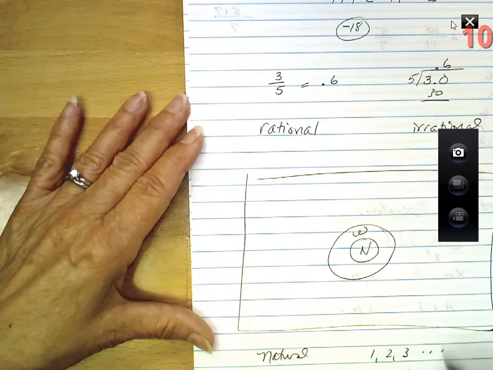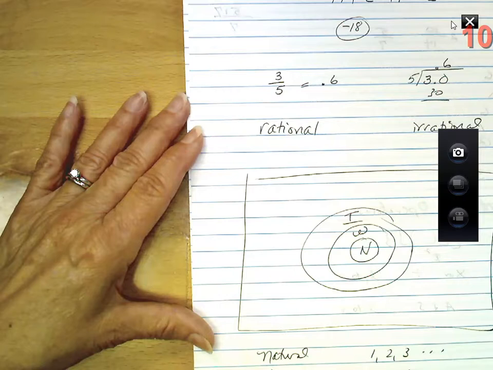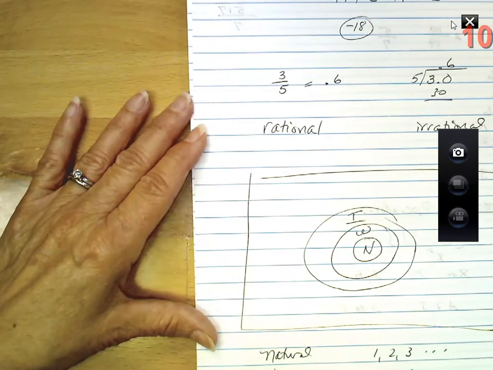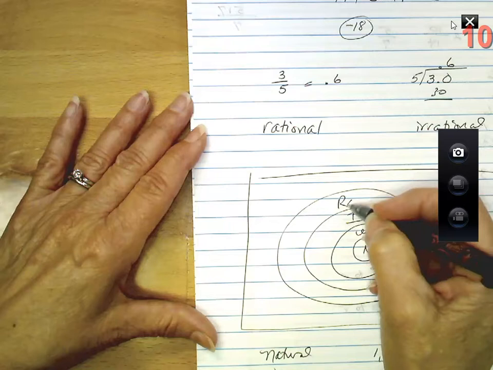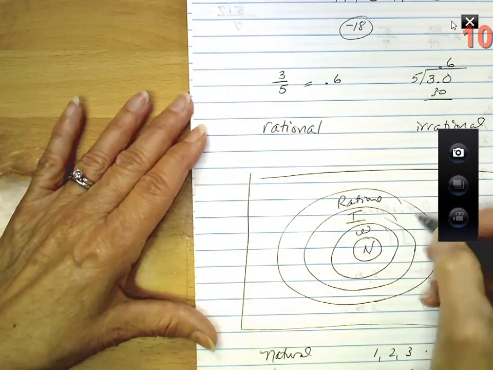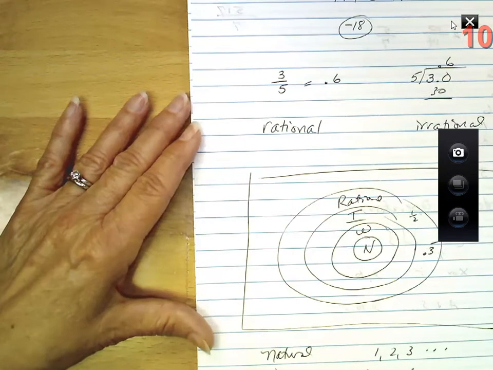Next is integers. What do we add? We add the negatives. So you've got -1, -2, and so on, and 1, 2, 3, and so on. Natural, whole, integers, rational. The rational numbers, you add the fractions and the decimals, things that end or repeat.